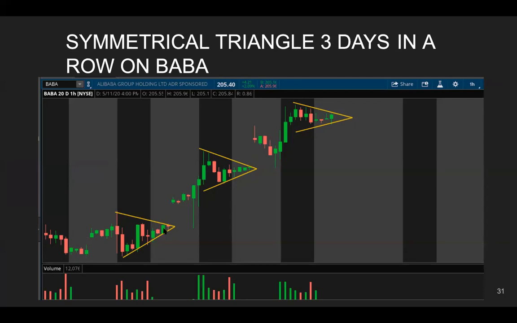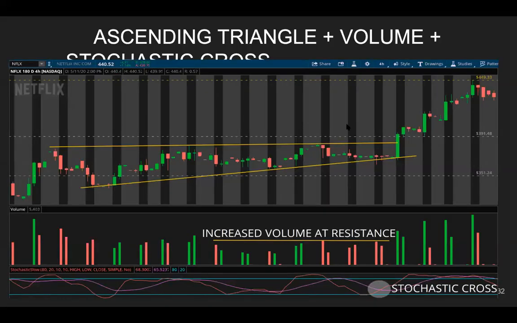This is an hourly chart. After you see this triangle breakout here at the open, right? This is still the first hour, the second hour, right here. This is like 2 hours right here that you can capture it. Ascending triangle plus volume plus stochastic crossing.